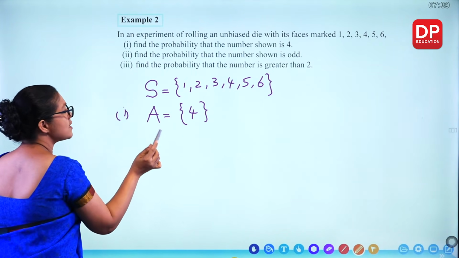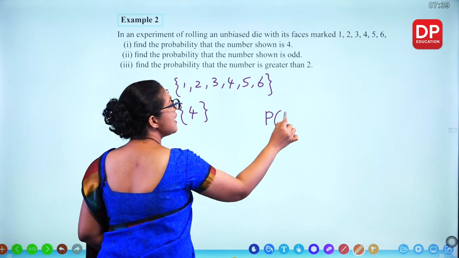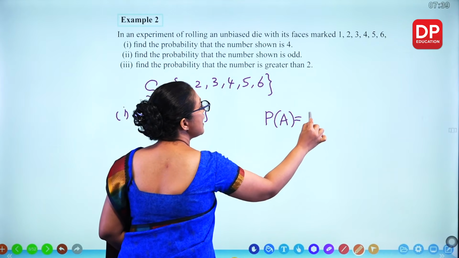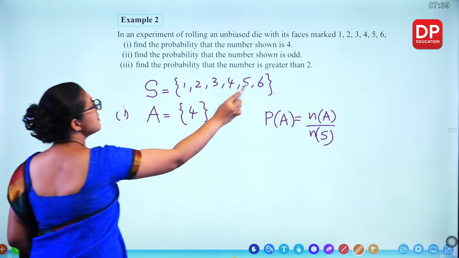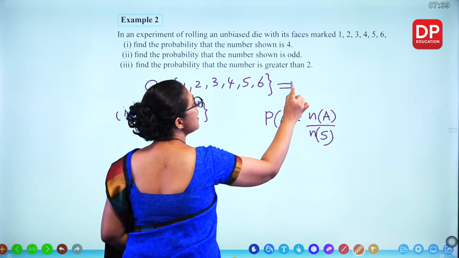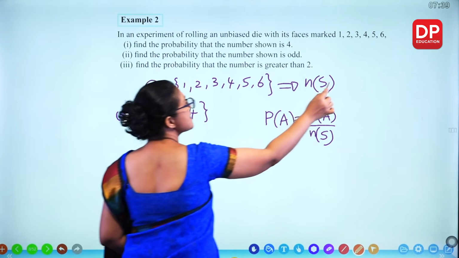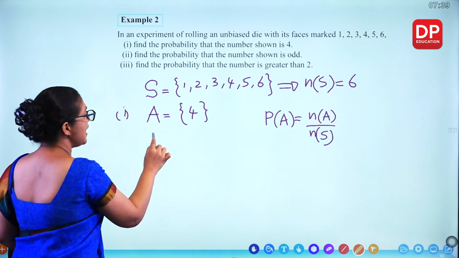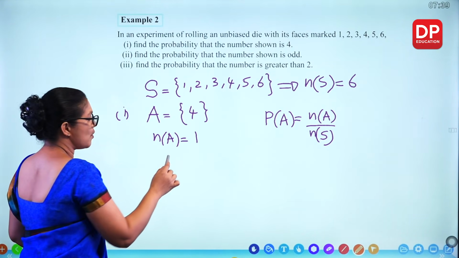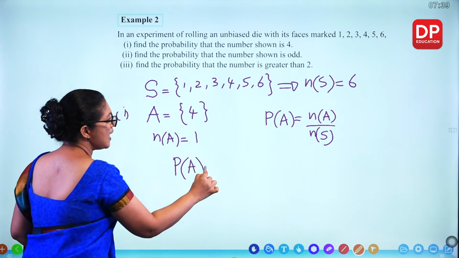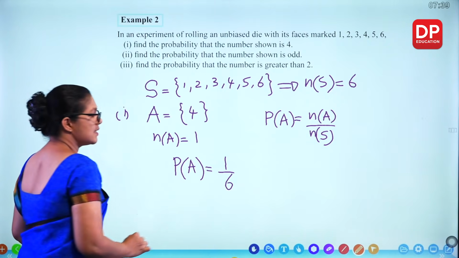Then they are asking what is the probability of getting A. So to find the probability of A, we need NA over NS. From this we can find NS: 1, 2, 3, 4, 5, 6. We can find NA using this, just one element. Then what's the probability? Probability of getting A is equal to 1 over 6.